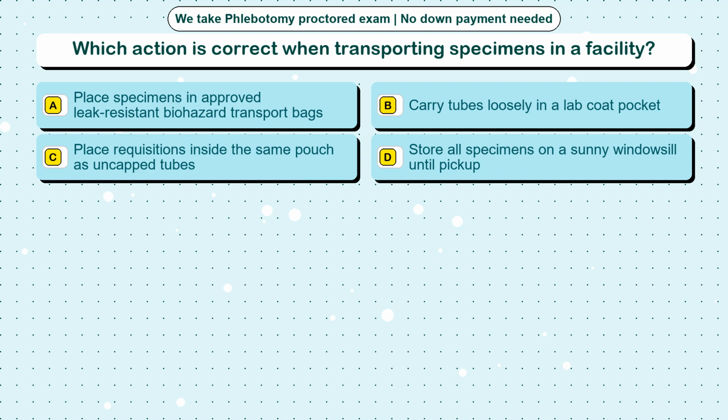Question 67. Which action is correct when transporting specimens in a facility? Option A, place specimens in approved leak-resistant biohazard transport bags. Option B, carry tubes loosely in a lab coat pocket. Option C, place requisitions inside the same pouch as uncapped tubes. Option D, store all specimens on a sunny windowsill until pickup.